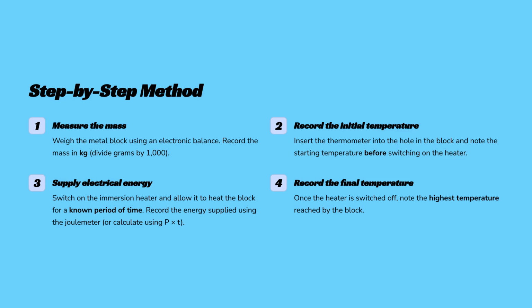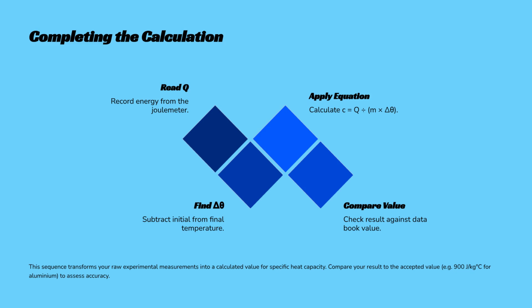The method is straightforward. Weigh the block in kilograms, record the starting temperature, heat the block for a measured time while recording the energy used, and finally, note the highest temperature reached after switching off the heater. To complete the calculation, first record the energy from your joule meter. Next, determine the temperature change by subtracting the initial reading from the final. Apply these values to the equation, and finally, check your calculated specific heat capacity against known databook values to assess your accuracy.